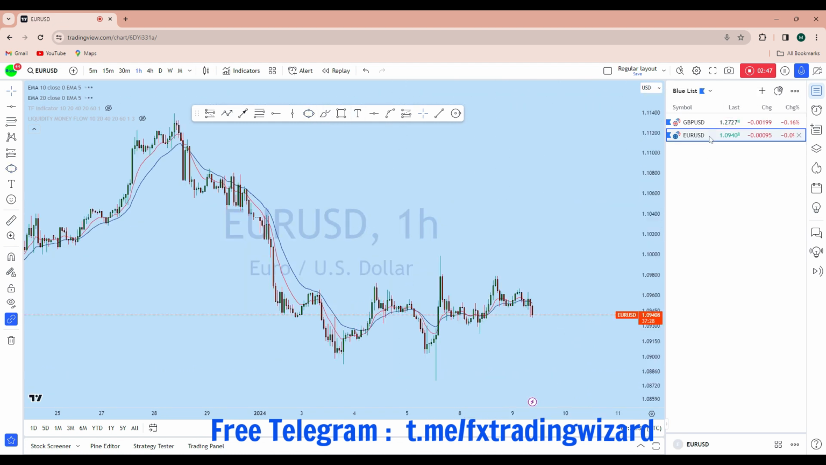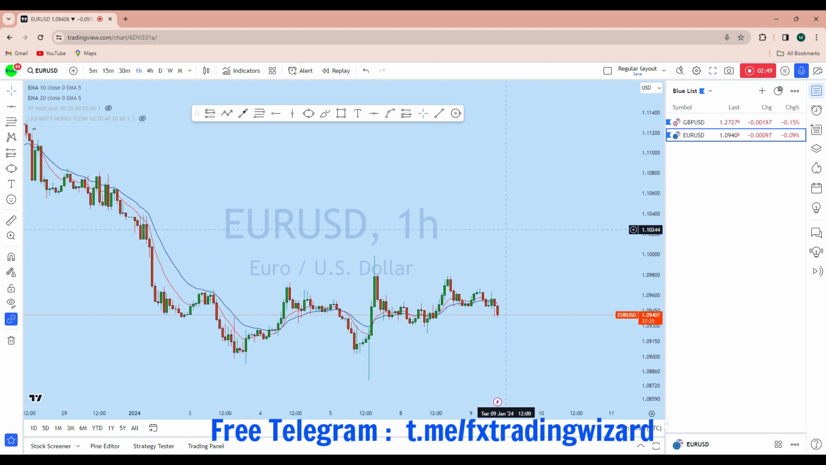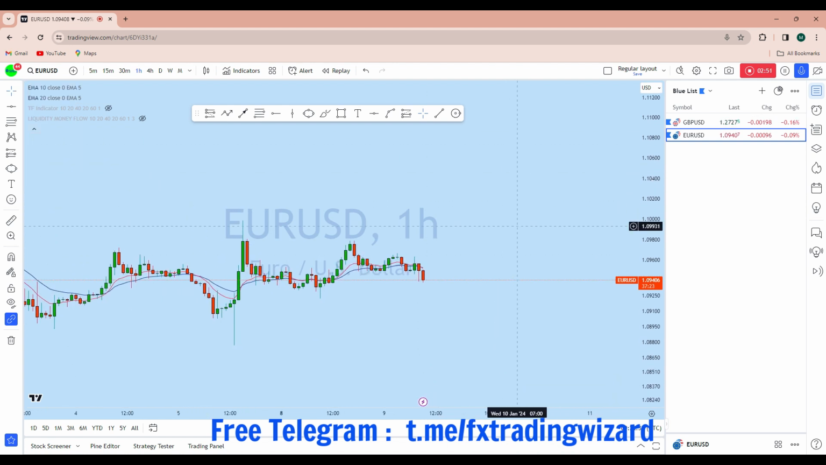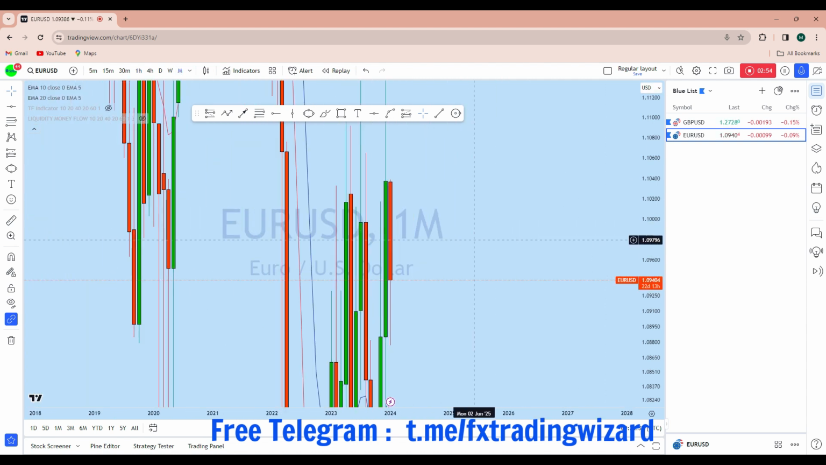Now let's look at euro dollar. Let's see what kind of opportunity currently we have in euro dollar. Again looking at the monthly chart.